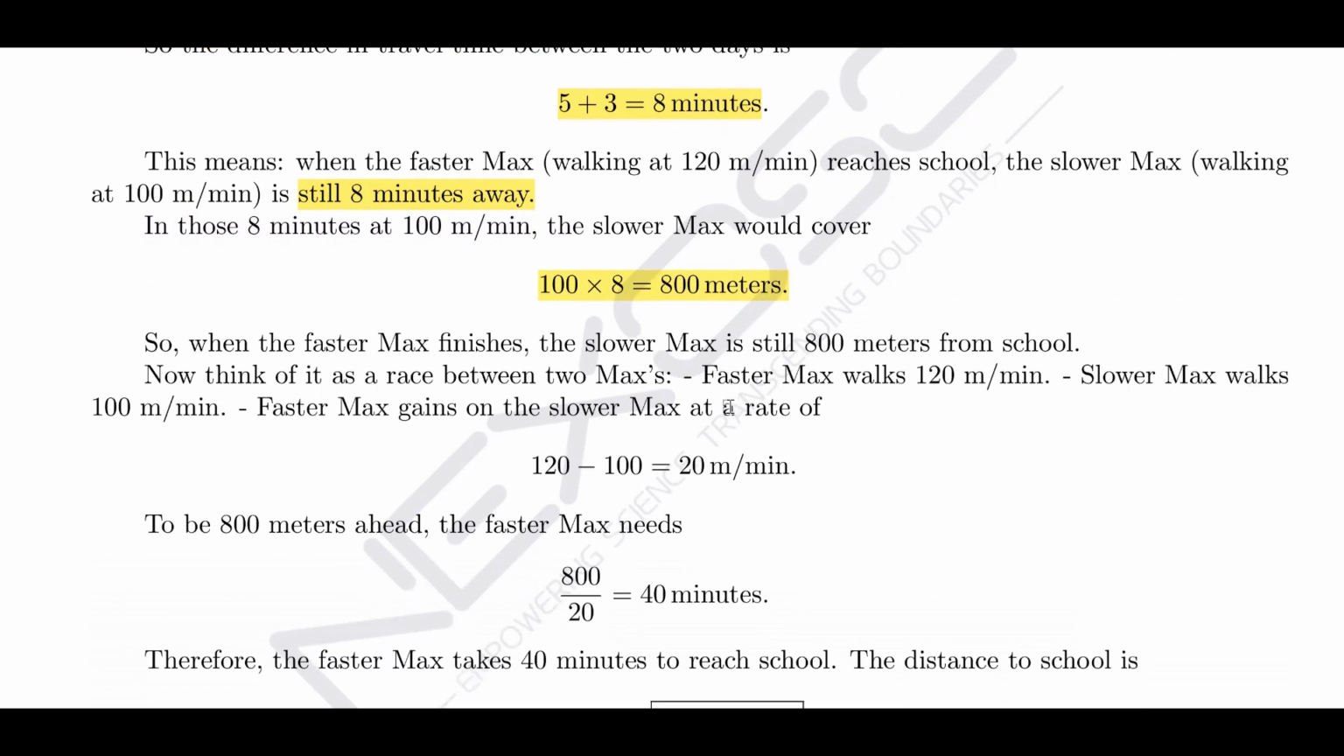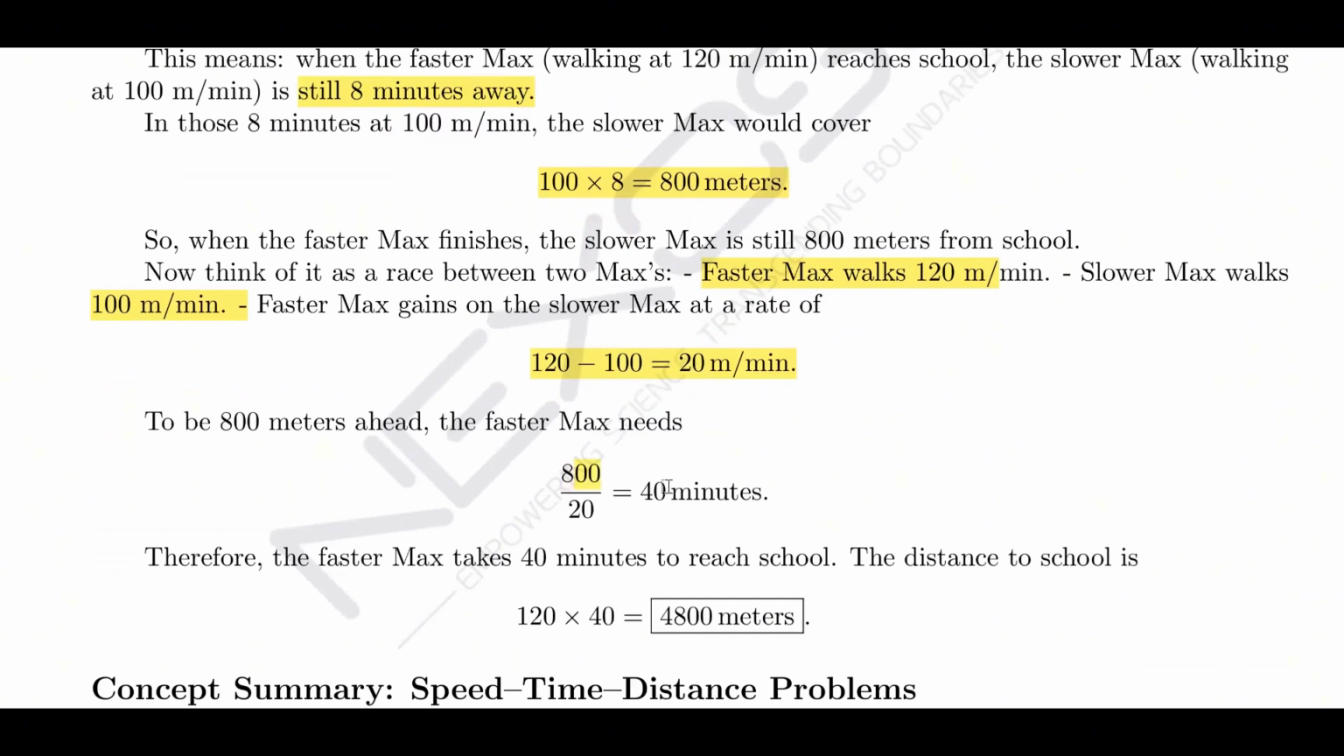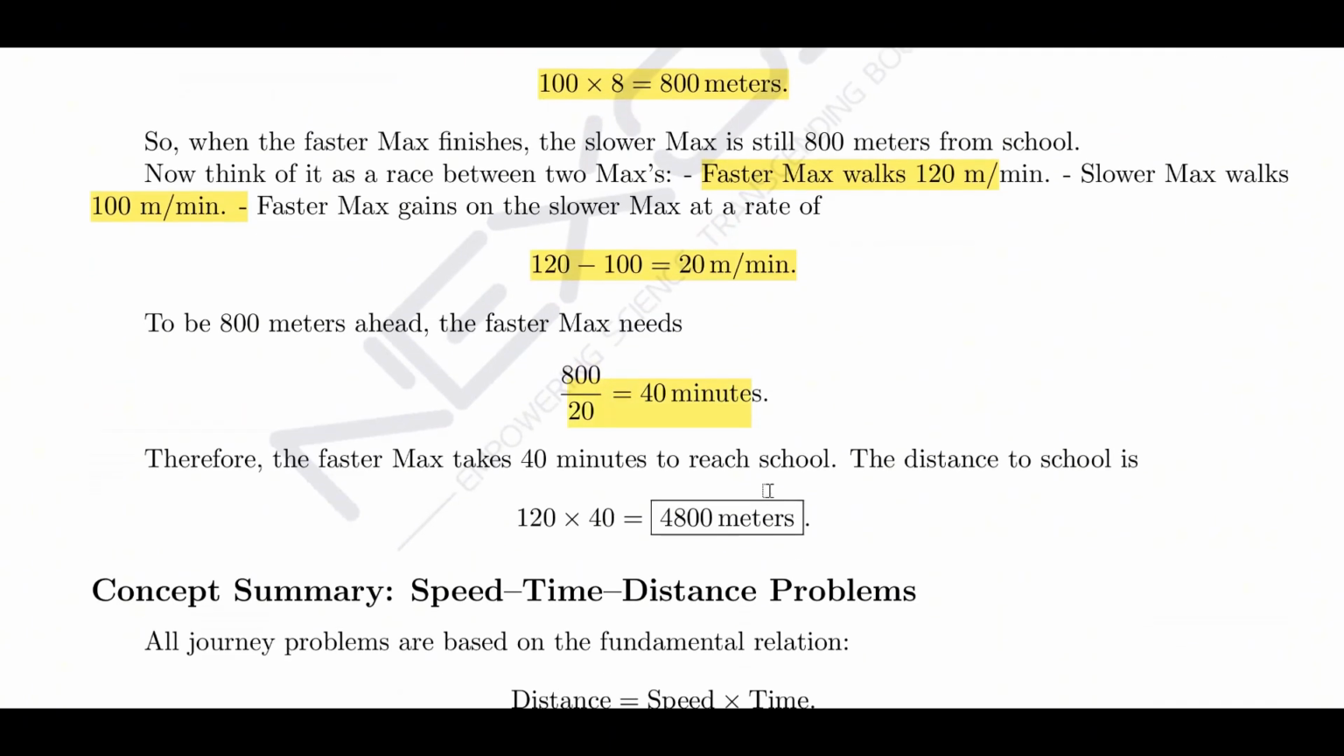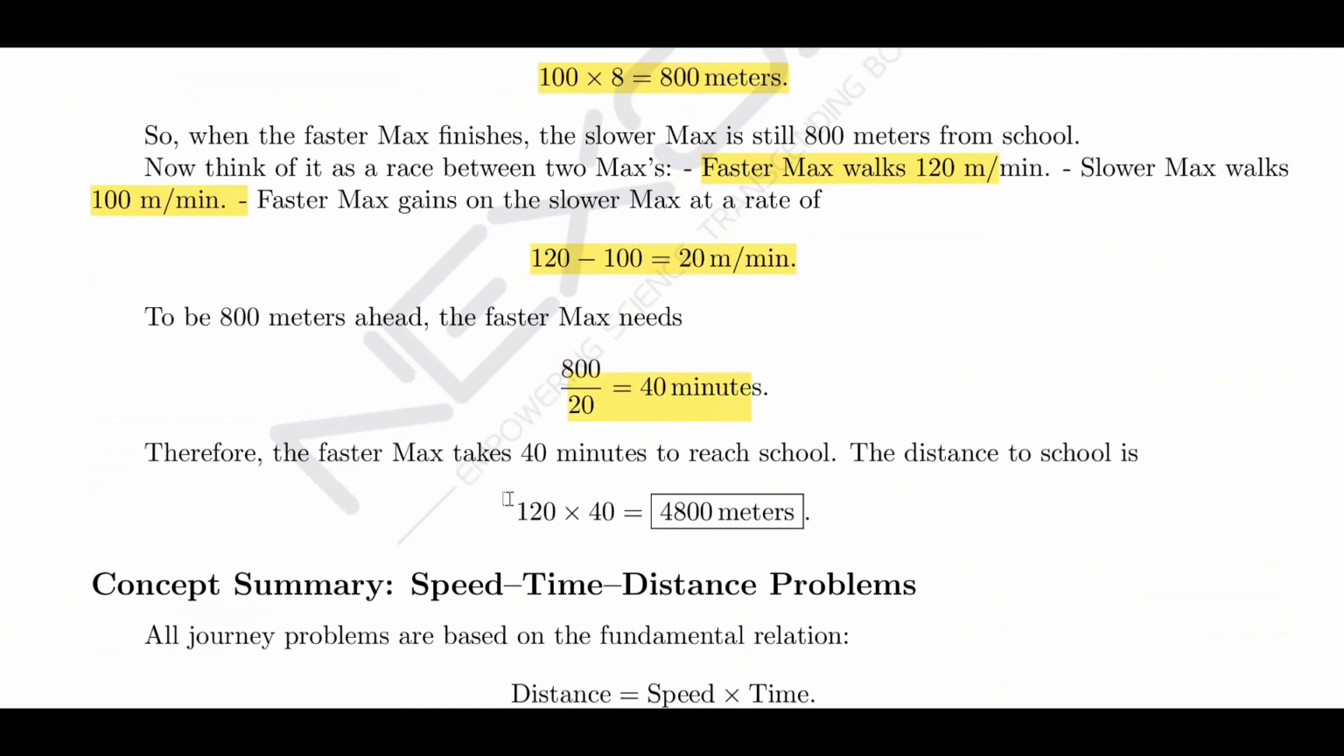Think of it as a race. The faster Max gains on the slower Max at a rate of 20 meters per minute. To be 800 meters ahead, he needs 40 minutes. Therefore, the faster Max takes 40 minutes to reach school. At 120 meters per minute, in 40 minutes, he walks 4,800 meters.